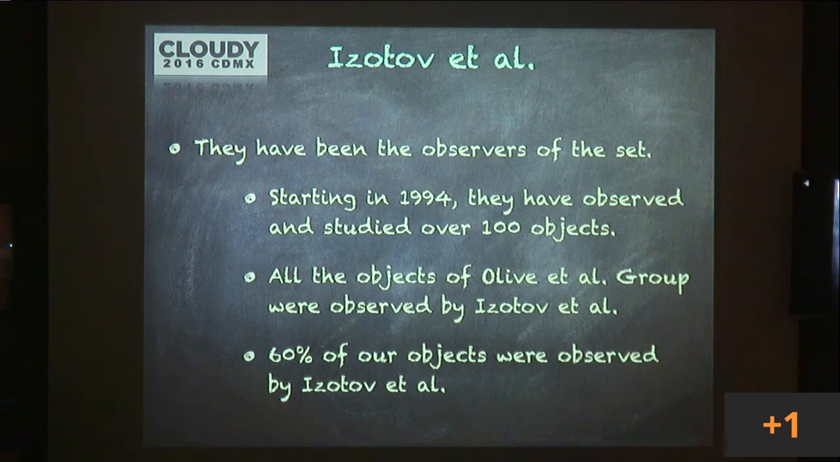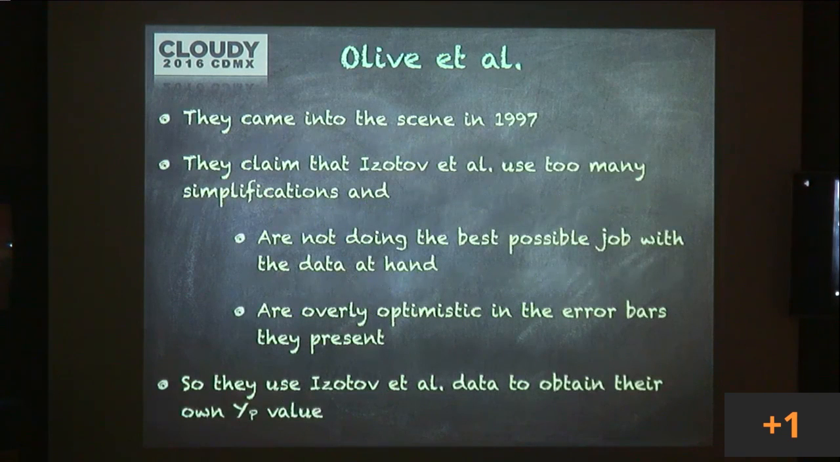80% of our objects, not 60% of our objects. Olive arrived into this a few years afterwards, and they were not happy with the work that Isotov was doing. They claimed that they had made too many simplifications, and that they were not extracting as much information as they could from the data they had, and that the error bars they were presenting were too optimistic.